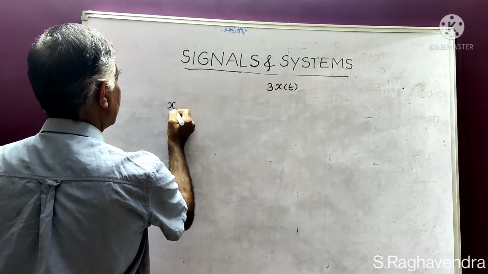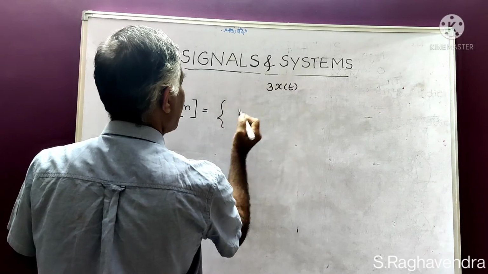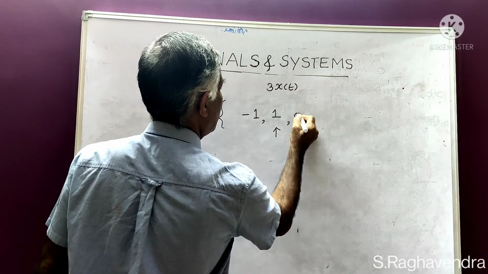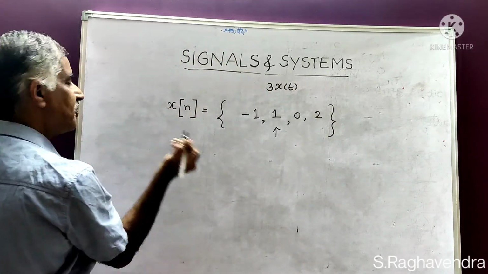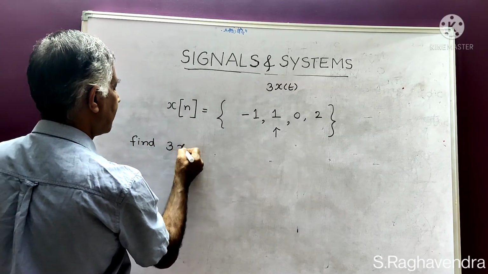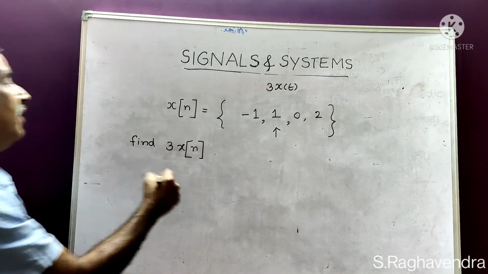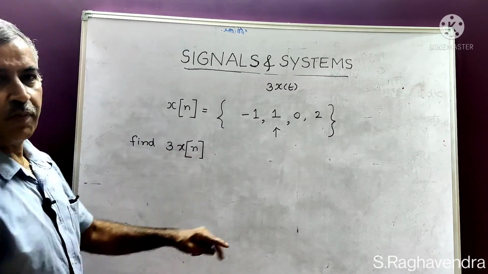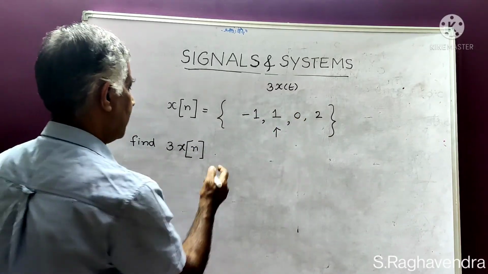Now I will give this example. Given x of n as minus 1, 1, 0, 2, sketch or find 3 times x of n. Here, 3 times x of n means take each and every value and multiply by 3.